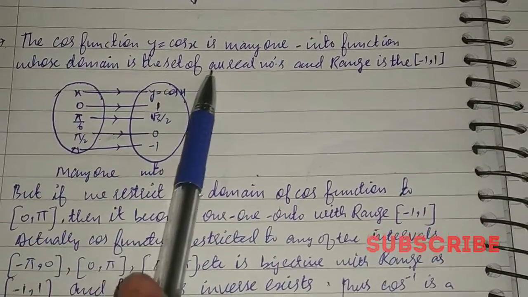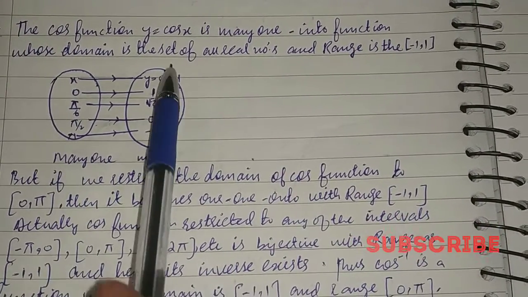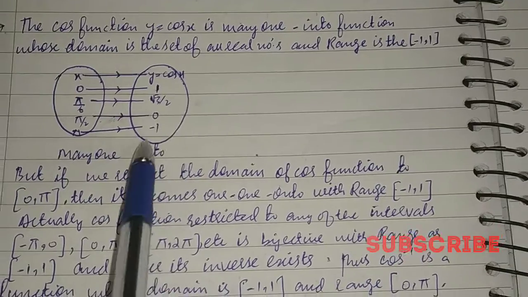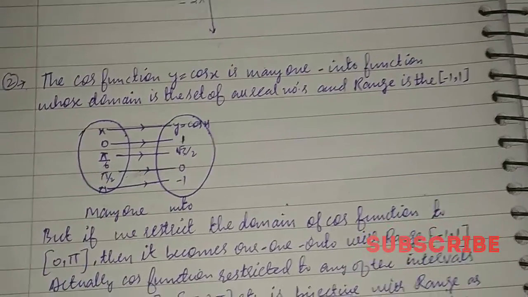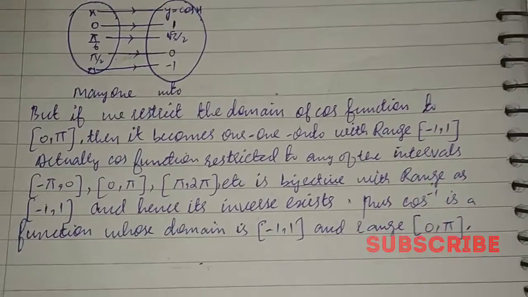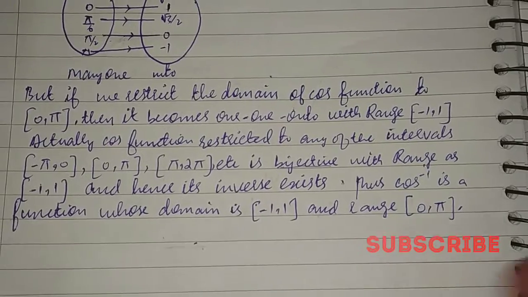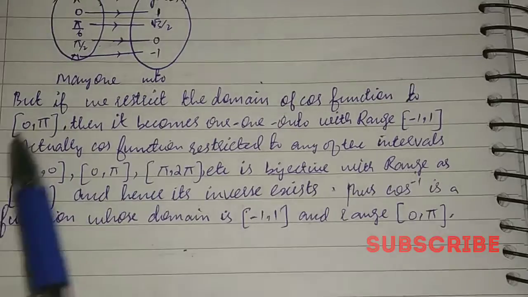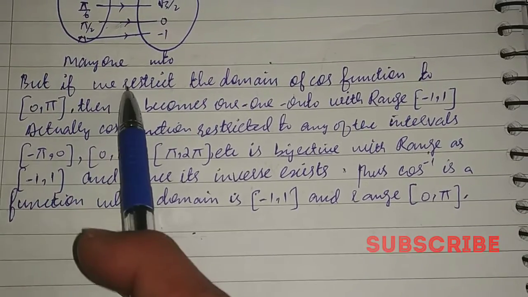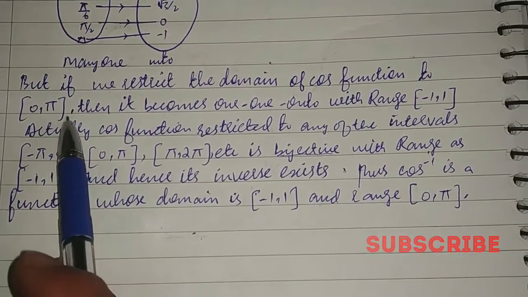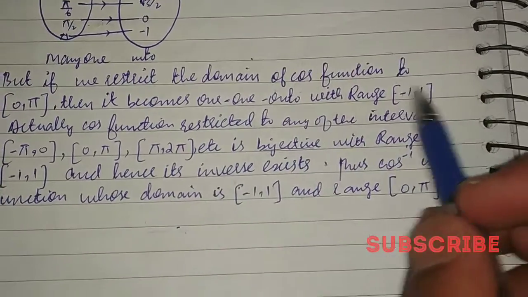Its domain is the set of all real numbers and the range is -1 to 1. The set of all real numbers is its domain, but the range is only -1 to 1. That means it's many-one but it's an into function. You have read what many-one and into are. Now students, we have to apply certain restrictions by virtue of which we will be able to restrict the domain and codomain, and we will be able to find the inverse of the function. Simple. Here we will restrict the domain of the cos function to 0 to pi, then it becomes one-one and onto with range also -1 to 1.